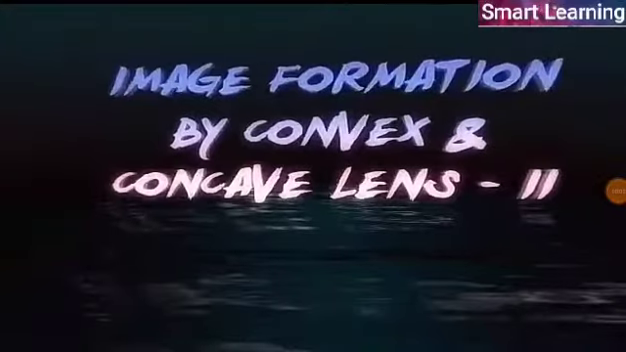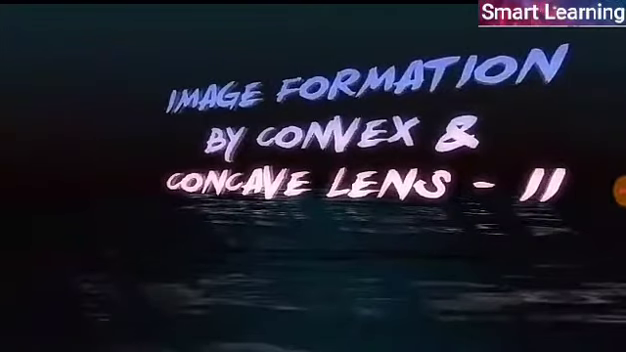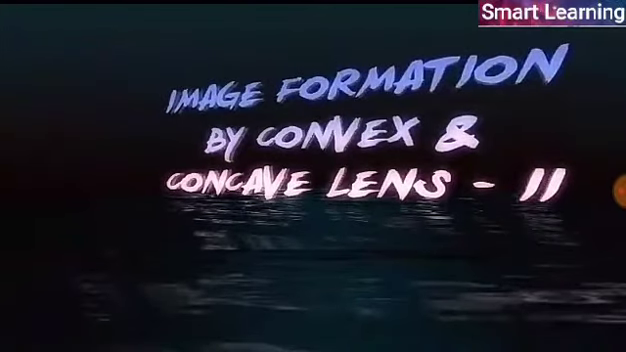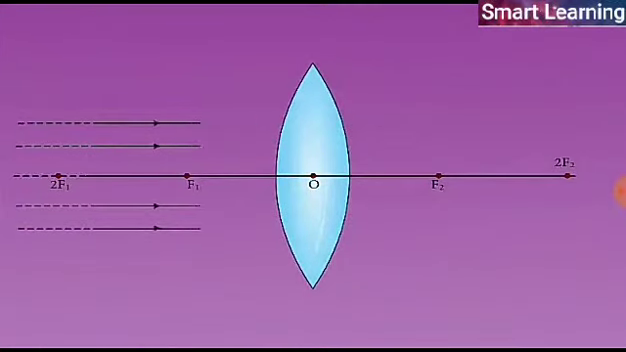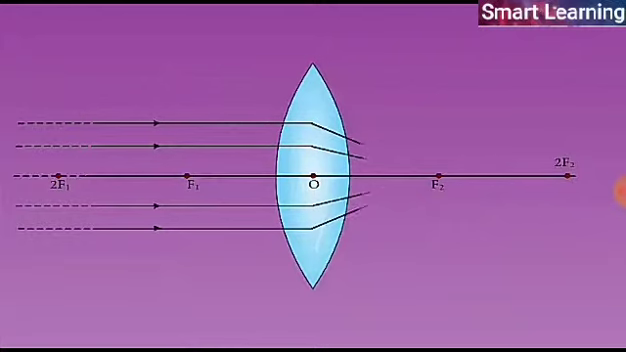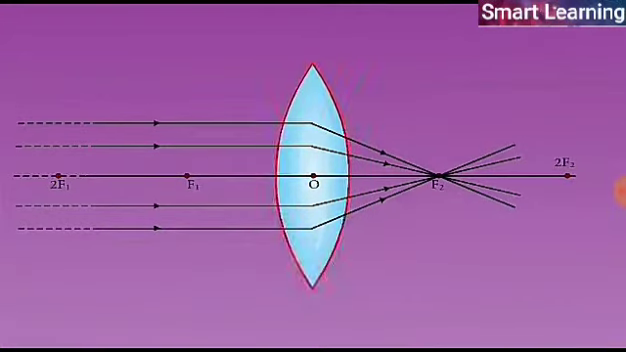Image formation by convex and concave lens, Part 2. When the object is at infinity, rays starting from the object diverge, but on traveling such a large distance, are assumed to become parallel while falling on the lens and converge on refraction.